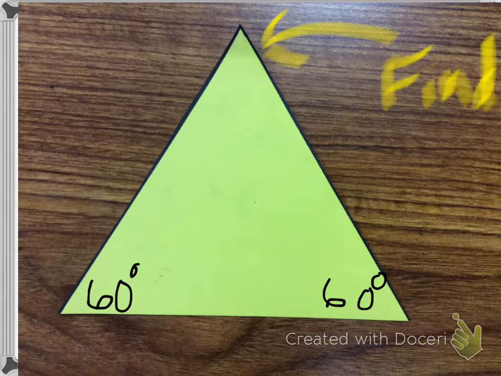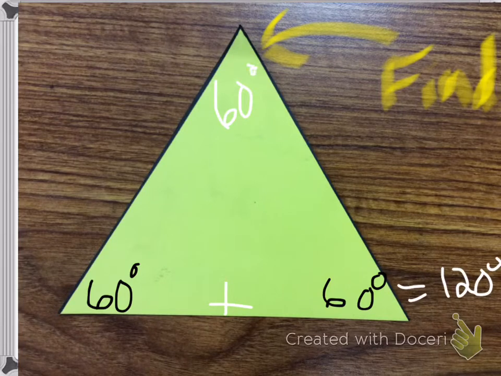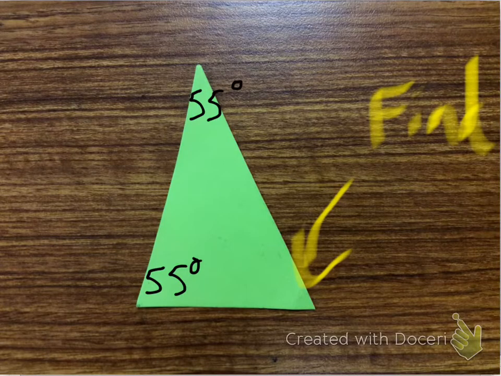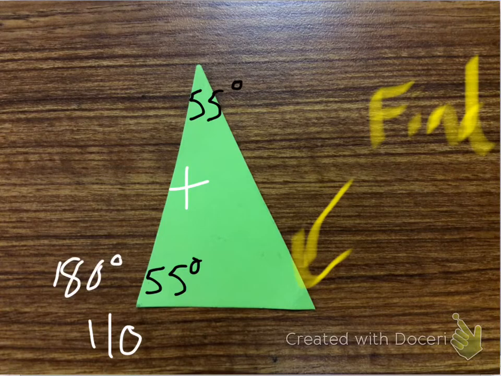Same here, we would do the same thing. Get these, add them together. You'd get 120. So this last one has to be 60 degrees because 180 minus 120 is 60. This one here, we add our two 55s together. I get 110. 110, 180 minus 110.